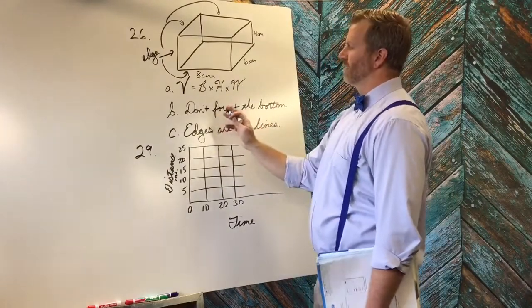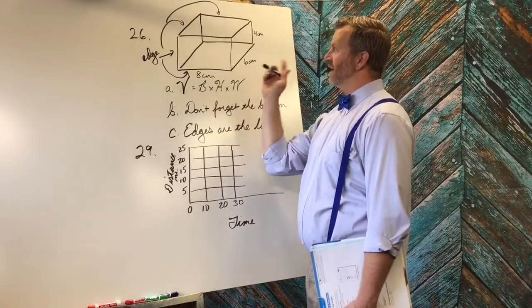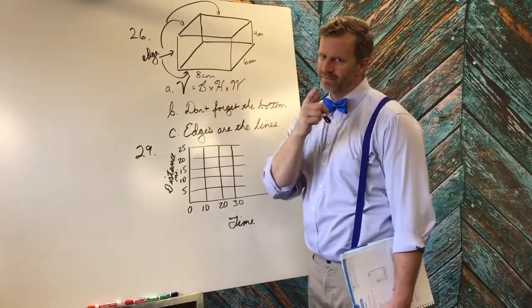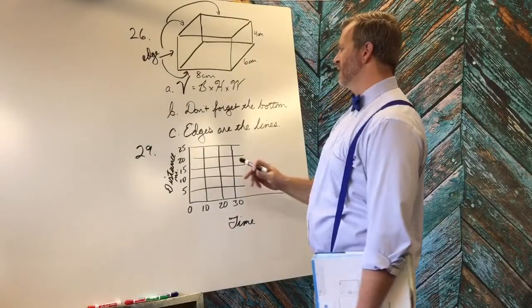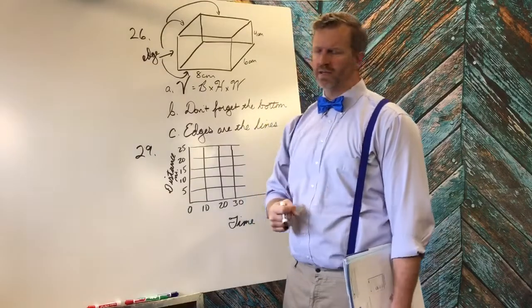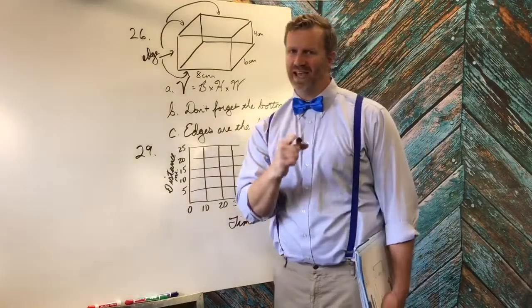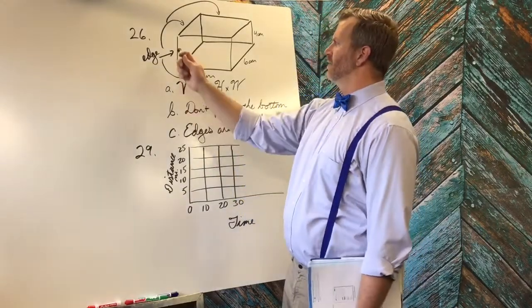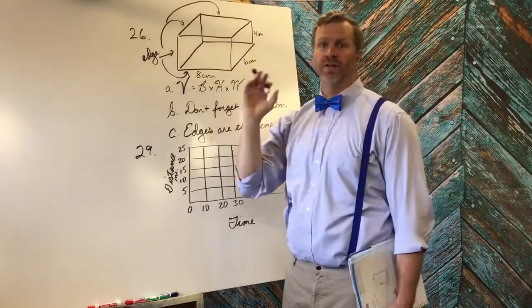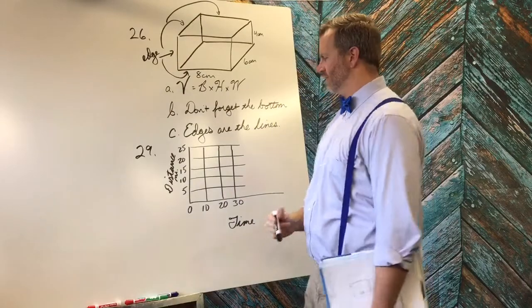Now, B is asking how many faces are on this shape. Don't forget the top, don't forget the bottom, or you'll get messed up a little bit. Now, the edges. C is asking how many edges are in this shape. An edge is every line that you see. So 1, 2, 3, 4, 5, 6, 7, 8, 9. There's a bunch. You're going to have to go through and count those.